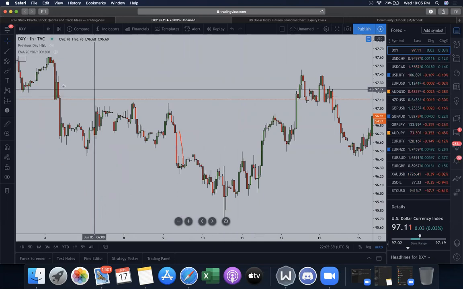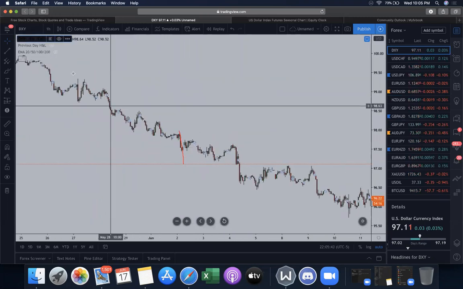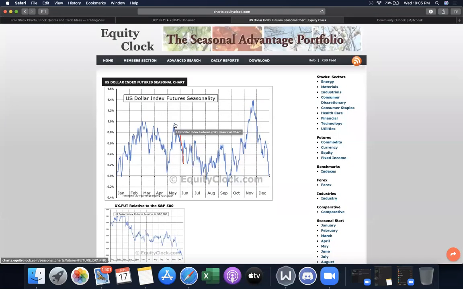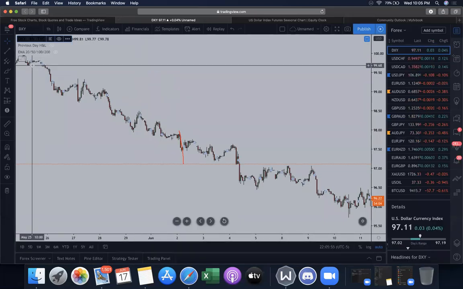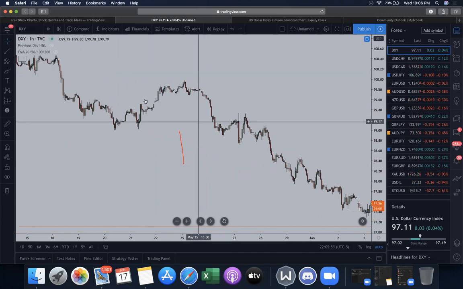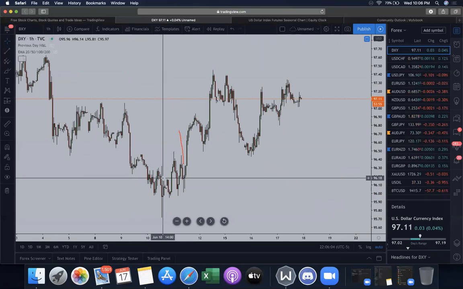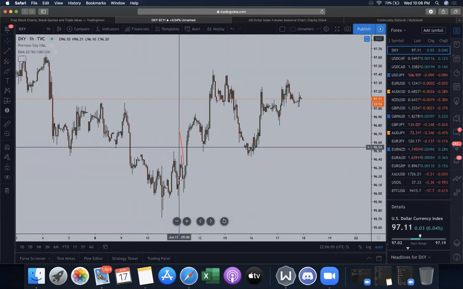Okay, let's go to June. All right. So do you see how bearish this is? Let's go back to this real quick. Basically from the middle of May, the dollar was in a downtrend to about the end of the first week in June, right? So that's this. This is May's downtrend. And then right around June 10th, you see this correction.